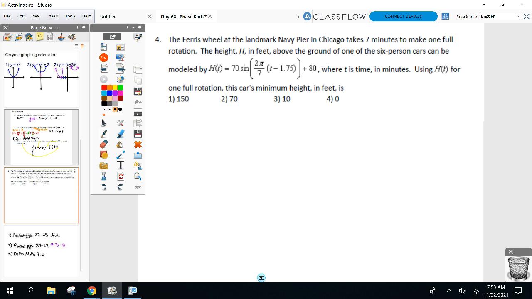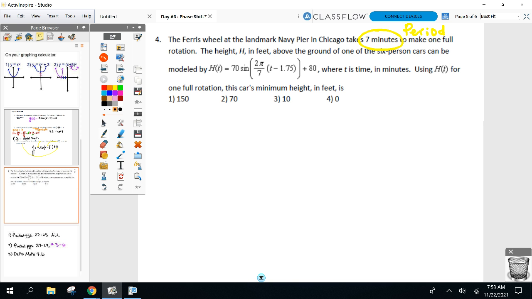It takes 7 minutes to make one full rotation. I'm going to stop right there, even though it has nothing to do with the problem. You know what they're telling you there? 7 minutes to make one full rotation. You know what the 7 minutes is? And this is just getting into tomorrow. That's another way of telling you the period. That's how long it takes to make one full rotation, 7 minutes. I know it's not going to have any effect on the problem because I'm not going to need it, but that's the period. Okay, so just getting you guys ready for tomorrow.